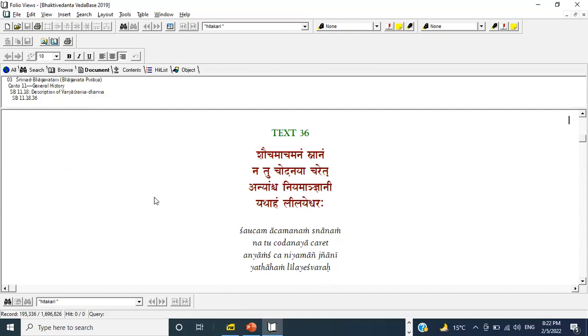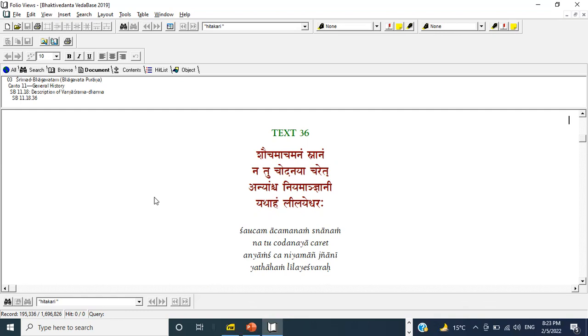So it's this cleanliness, achamana and bathing. These are all activities, but here it is that one should charet, one should do these activities, not chodanayat. That's 3.1, not by force. And then yatha is an avyaya, it was being translated as just as. And then aham is the Krishna nama, of asmad, which is in 1.1. So it's just as I, the Lord who is speaking.